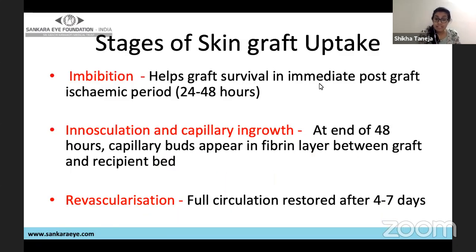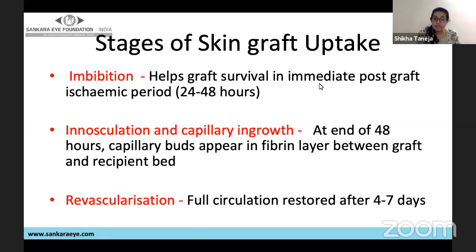So there are various stages of graft uptake. When we talk about how a graft survives, when it is not a vascular structure, how does it survive? For the first 24 to 48 hours, there's a process known as imbibition, in which the graft is held up by imbibition, and that prevents the desiccation of the graft in this period. It derives its nutrition by imbibition from the bed.